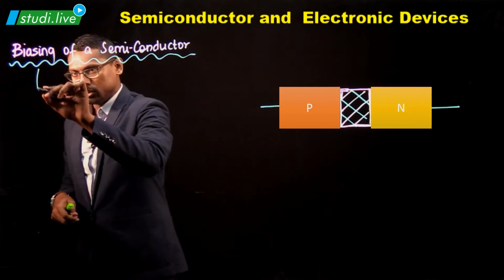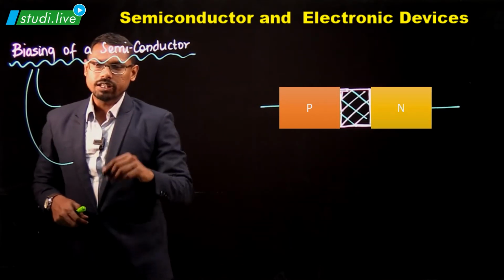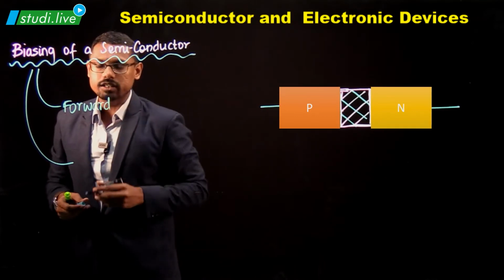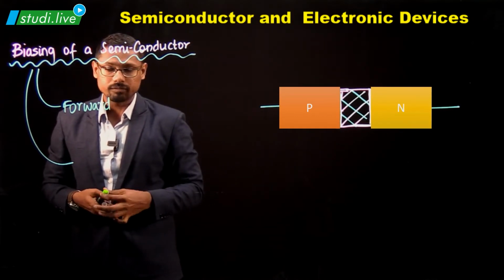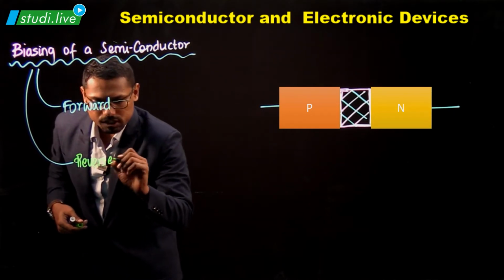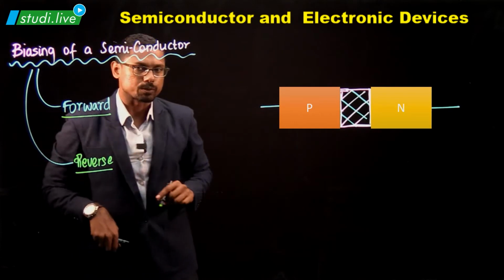Let's see. There are two methods of biasing. The very first method is called forward biasing. The second method is called reverse biasing. What is forward biasing and what is reverse biasing?